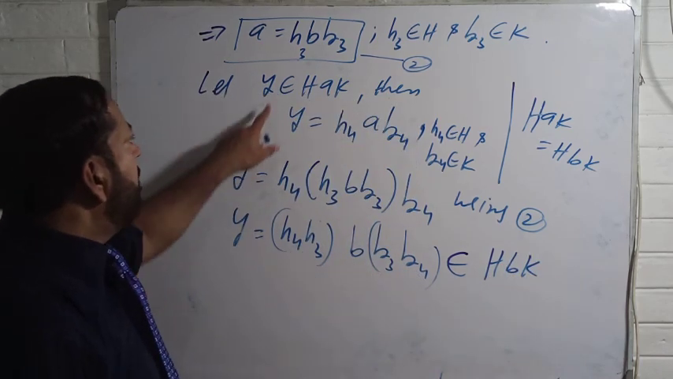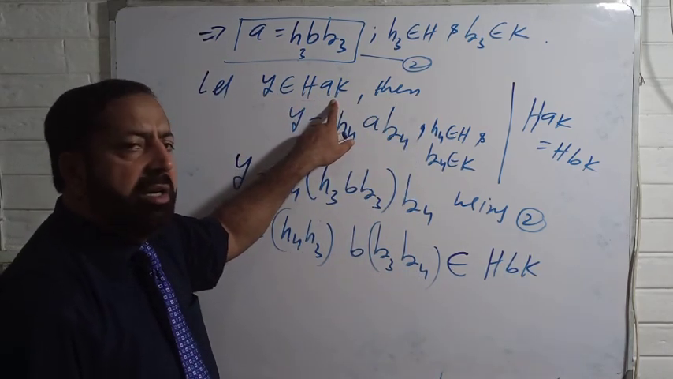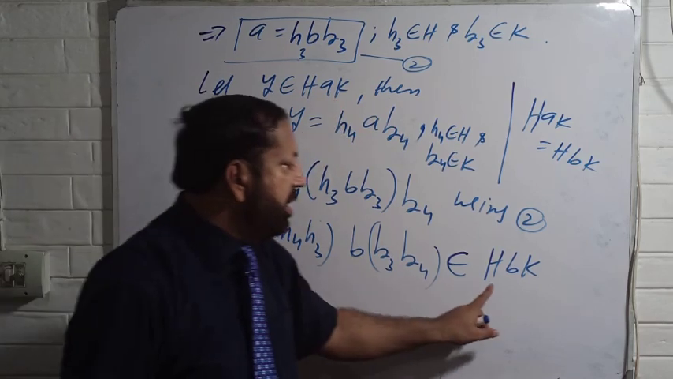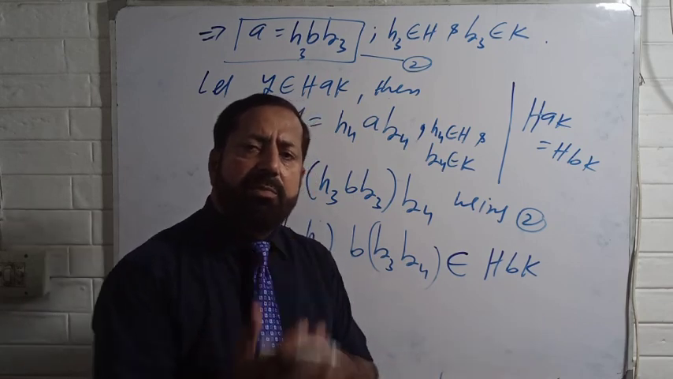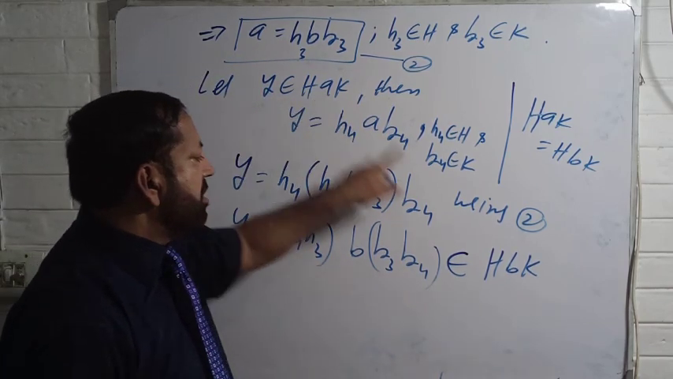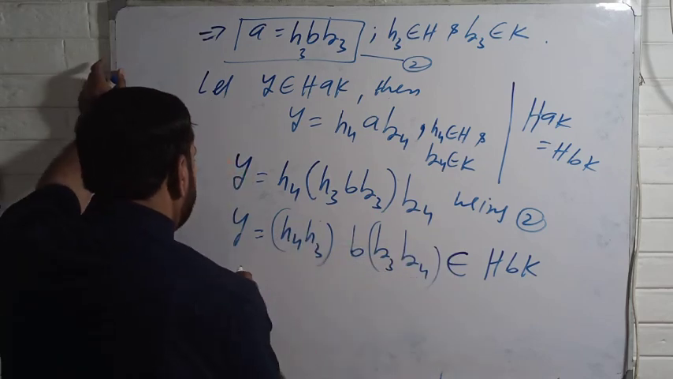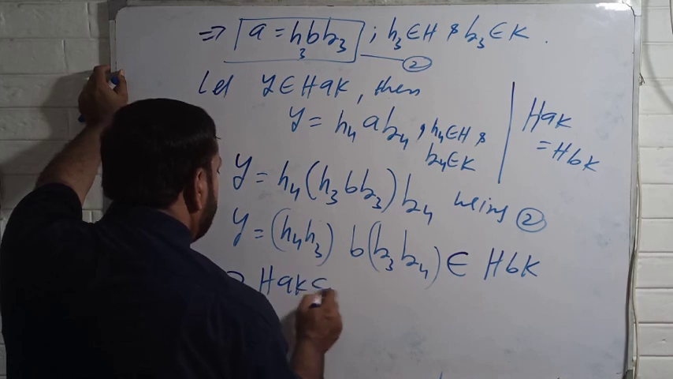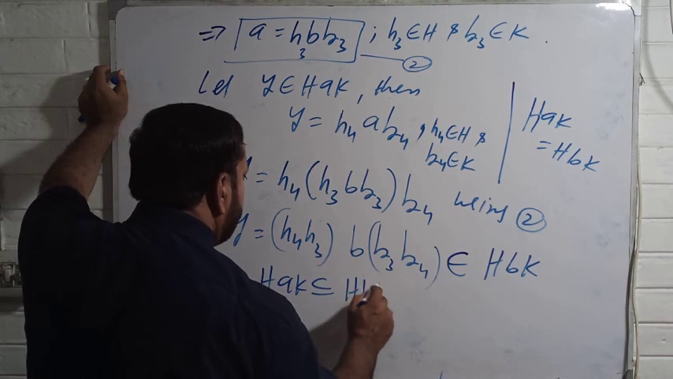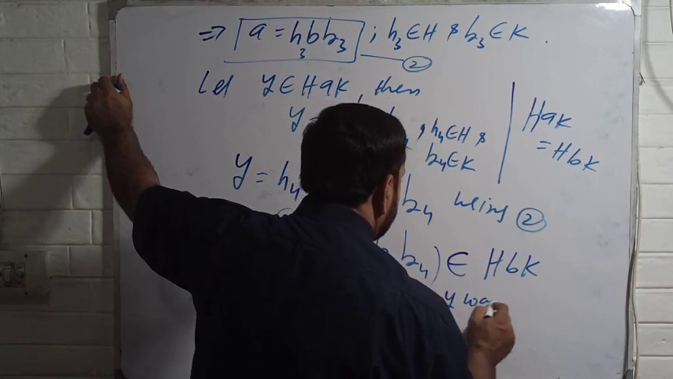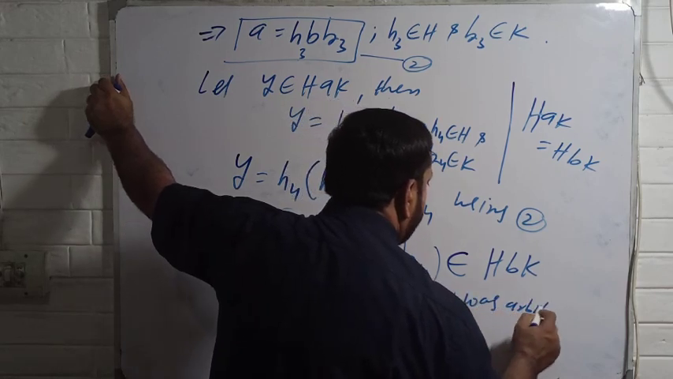Since Y was an arbitrary element of HAK, and we have shown that this arbitrary element is also in HBK, what does it mean? This is in fact a subset of this one. Since Y was arbitrary, this implies HAK is a subset of HBK.